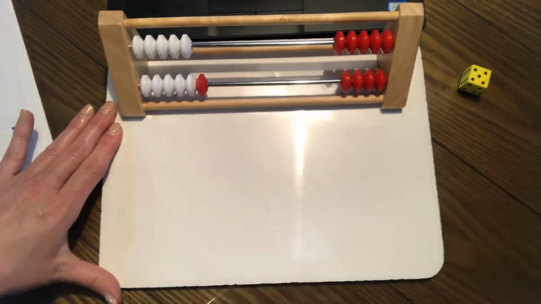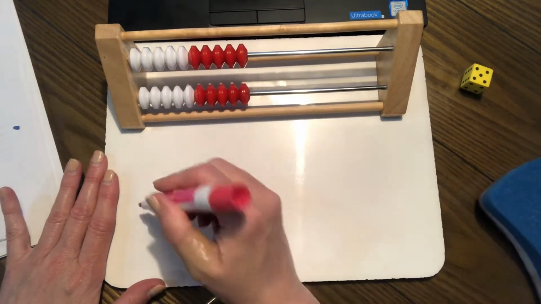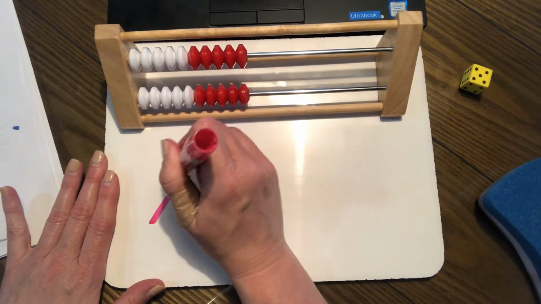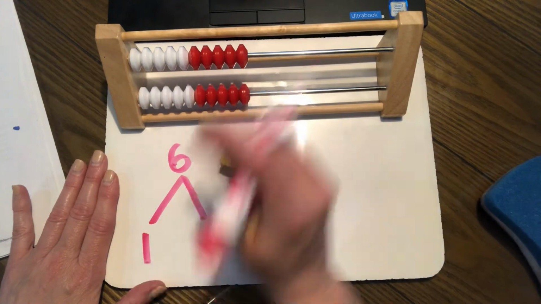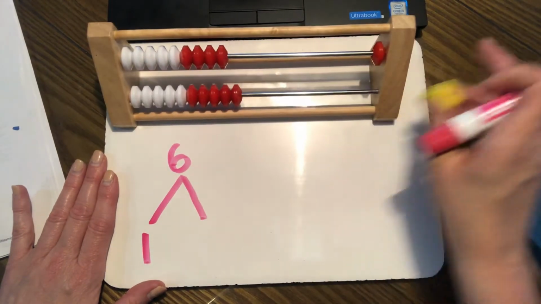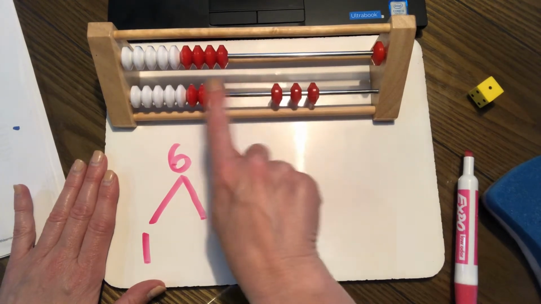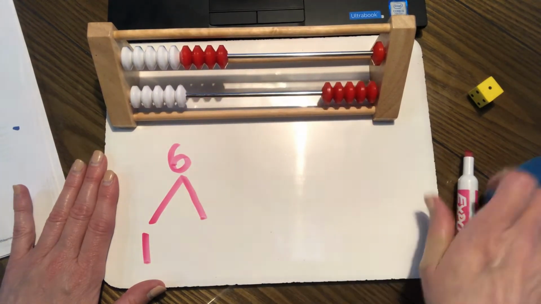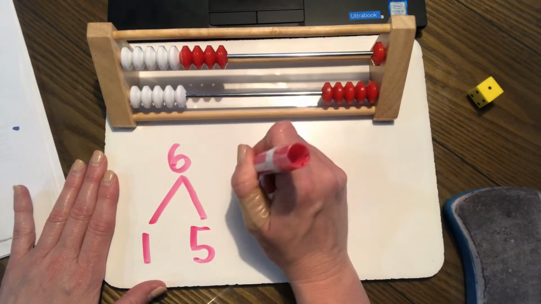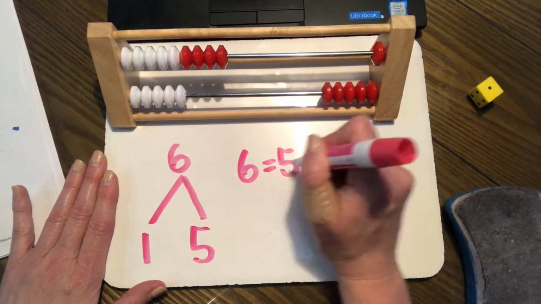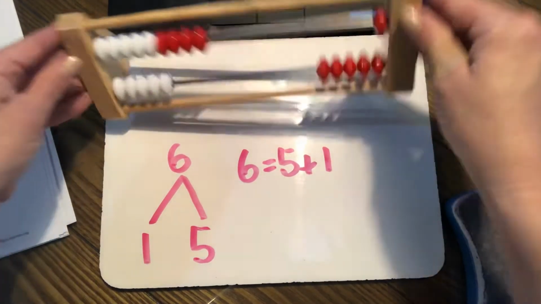All right, let's do another one. This time, let's make 6 for the whole. And let's see what we're gonna start with today. Ooh, we're gonna start with 1. How many more until I get to 6? 1, 2, 3, 4, 5, 6. Ooh, I slid over all 5 red beads on that side, which means 6 is the same as 5 plus 1. Right, boys and girls?